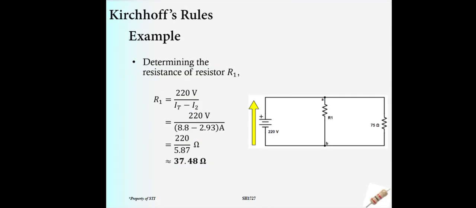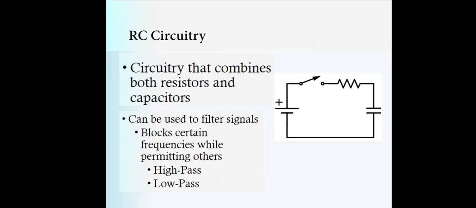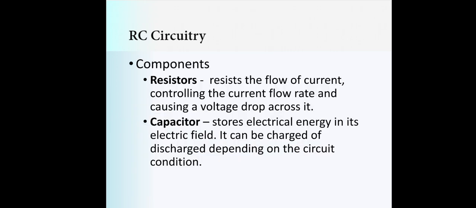So that's it. That's for Kirchhoff's rule, no? So lastly, we have the RC circuitry. RC circuitry is a circuitry that combines both resistors and capacitors. RC circuitry can be used to filter signals and block certain frequencies while permitting the others. So from high pass to low pass, that's it, no?